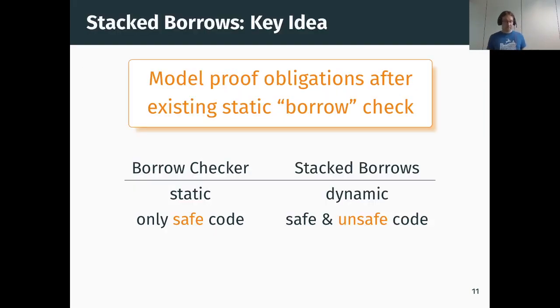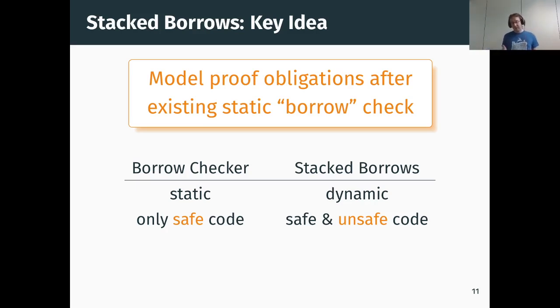So how does this work? Well, the key idea behind stack borrows is that Rust already contains an analysis that makes sure that, as long as you're only writing safe code, mutable references are unique and shared references are immutable. This is called the borrow checker. It's part of the Rust type checker, and it ensures that you cannot have aliasing and mutation at the same time, the rule that I explained earlier.